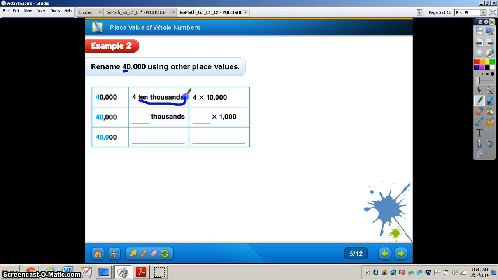Let's say I had a $10,000 bill. I would need 4 of them to equal 40,000, the digit 40,000. So we take 4 and multiply that by 10,000 there.